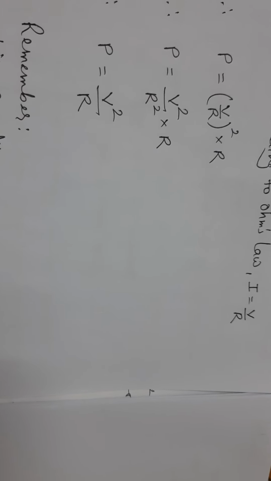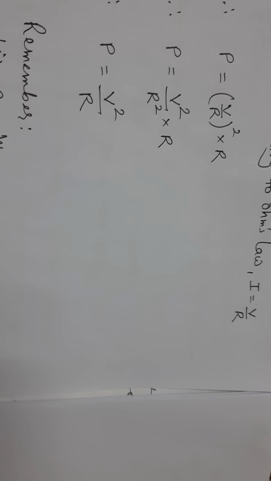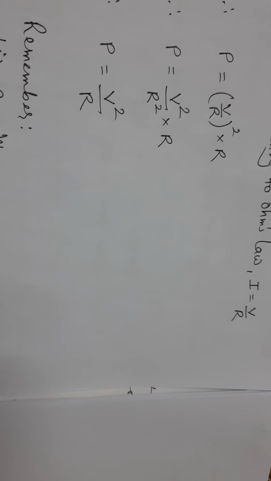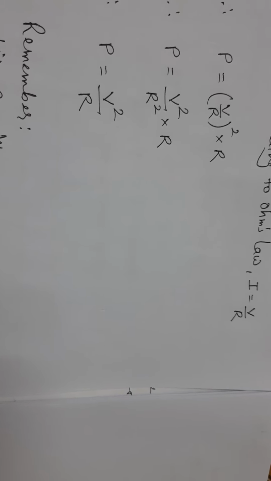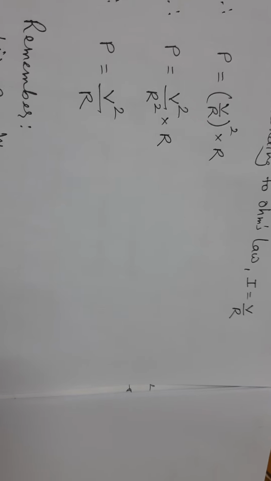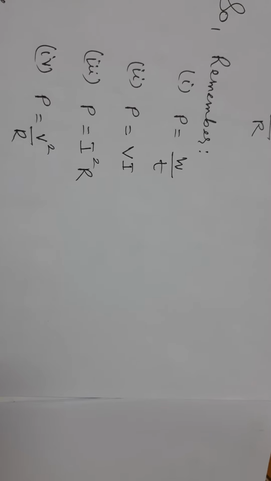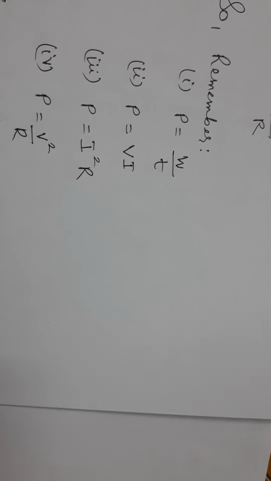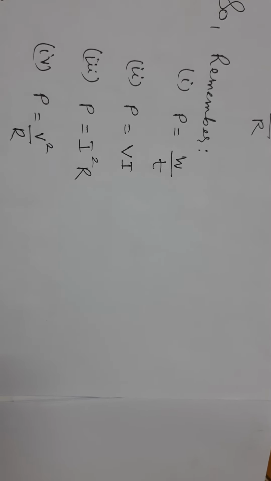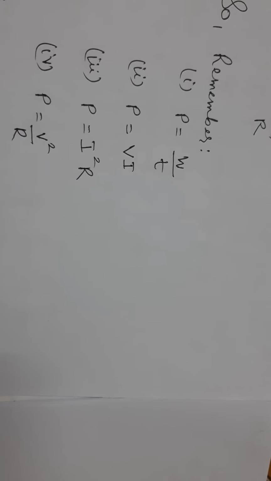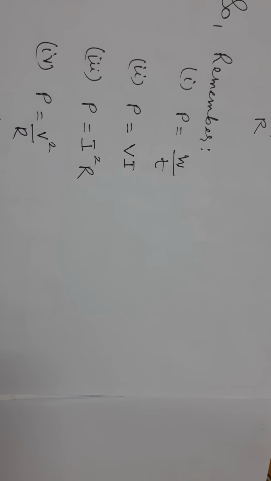So that is why these different formulas are to be remembered, in order to find out what quantities are given in the sum, in the numerical, and what quantities are to be found. Now, I have compiled here all the formulas that we have seen. Remember, one formula is P is equal to W upon T, another is P is equal to VI, another is I square R, and the third formula which we have seen just now is P is equal to V square upon R.